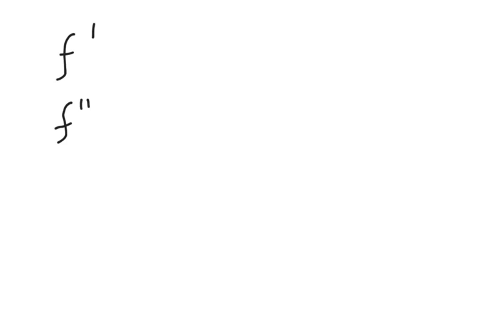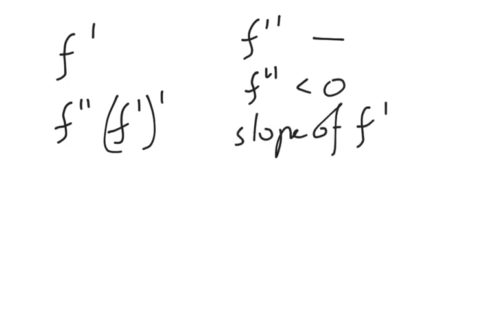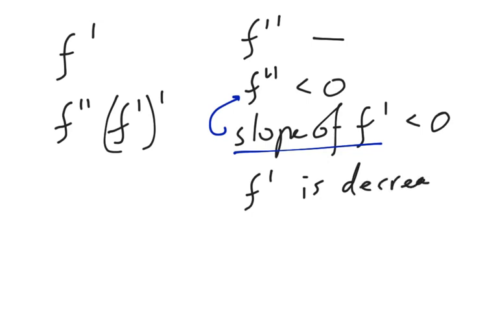This is a little bit weird, but the easiest way to think of this is that f double prime is really the derivative of f prime. And so we can say that if f double prime is negative, f double prime is less than 0, so the slope of f prime, this phrase slope of f prime means f double prime, has to be less than 0, which means that f prime is decreasing if f double prime is negative. So there's our f prime decreasing.